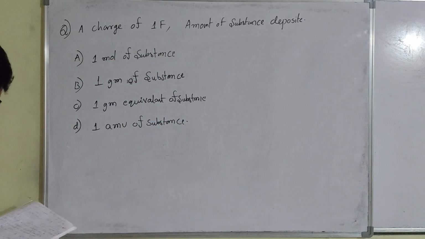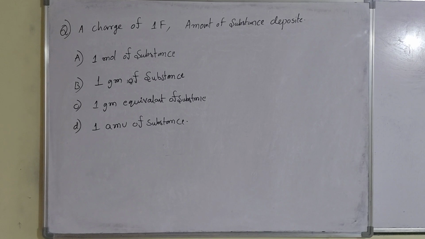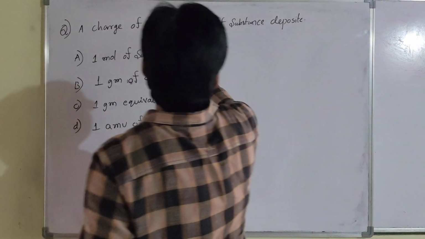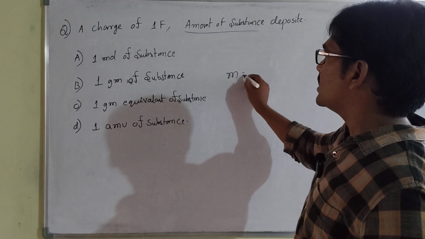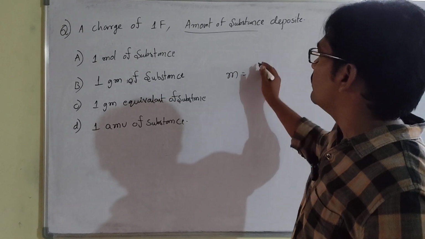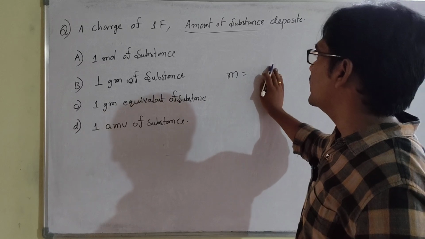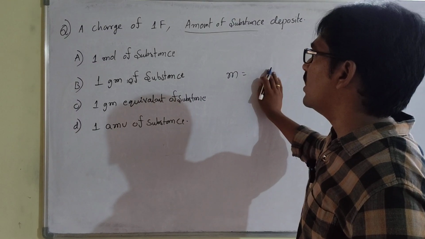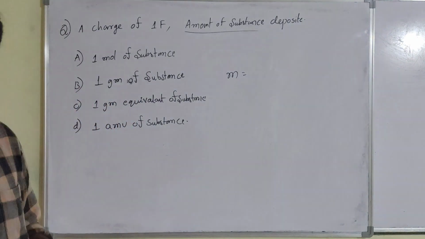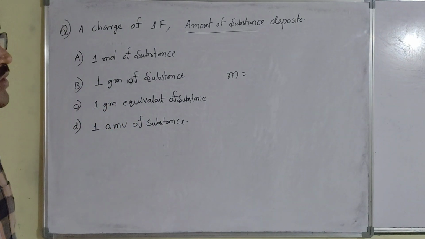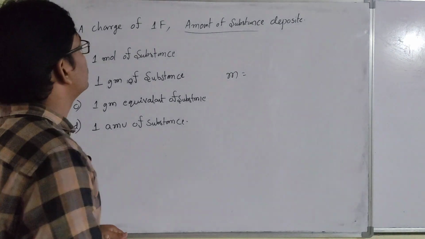Clear, my dear students? So now we have to find out the mass of the substance. Same Faraday's first law we have to use. So amount of the substance is equal to given weight divided by molecular weight, that is the formula. But here we do not know which substance it is.